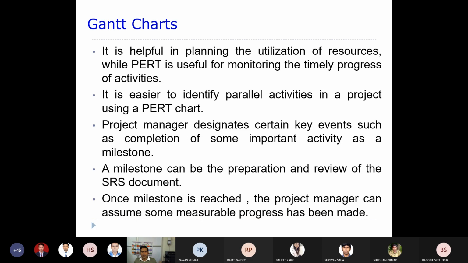Once it is reviewed by the developer, by the management, and by the customers, then only can we say that we reached that particular milestone. Once a milestone is reached, the project manager can assume some measurable progress has been made. Then you can say that yes, we have made some progress so far, right? So this Gantt chart is used to help the project manager in measuring the progress, right?